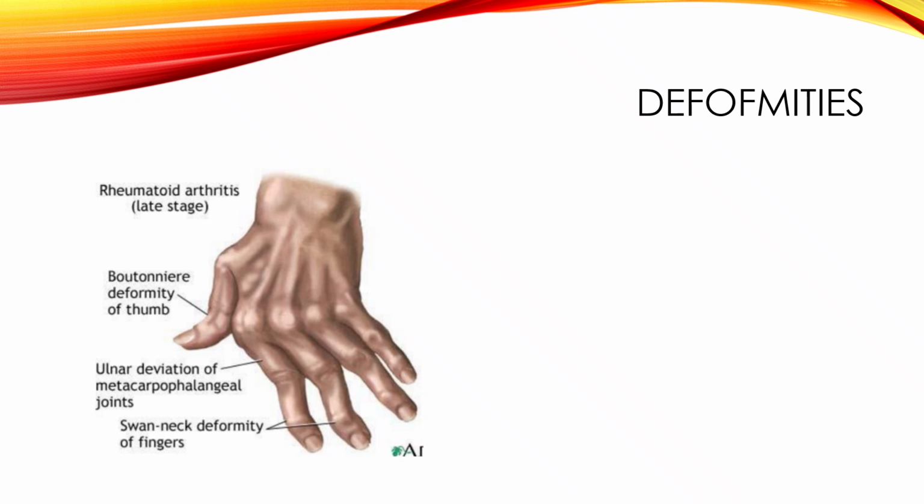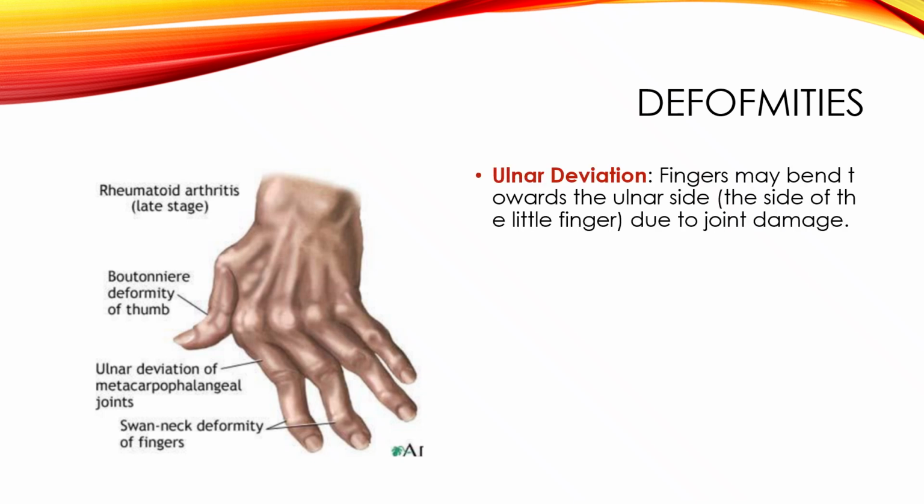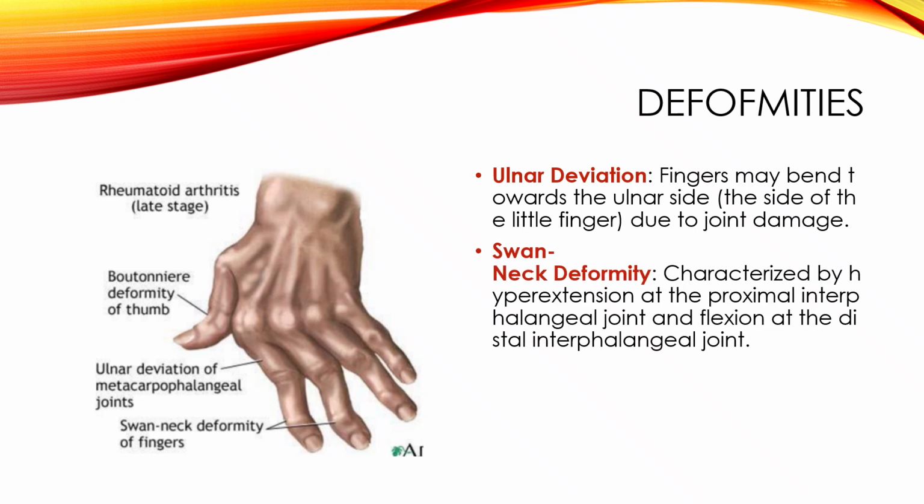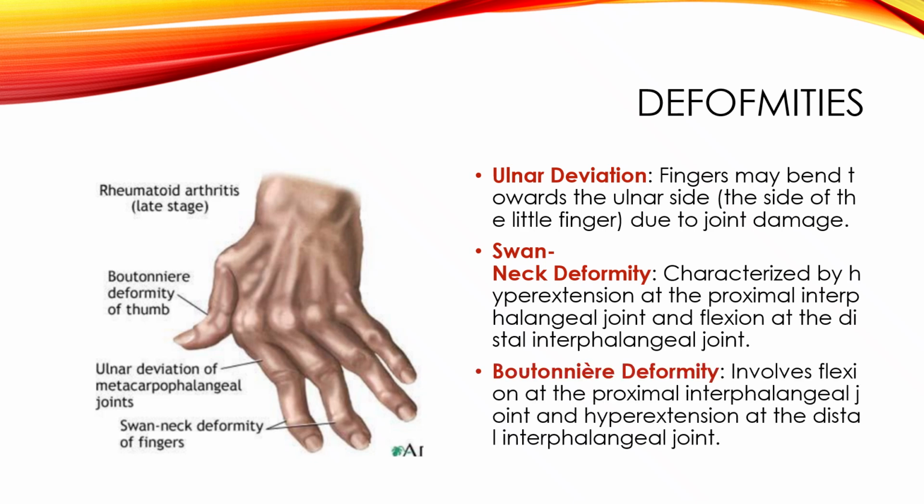So deformities. What deformities do we find? Most importantly, ulnar deviation. Fingers may bend towards the ulnar side, away from the little finger, due to joint damage. Swan neck deformity is characterized by hyperextension at the proximal interphalangeal joint and flexion at the distal interphalangeal joint. Boutonniere deformity involves flexion at the proximal interphalangeal joint and hyperextension at the distal interphalangeal joint.